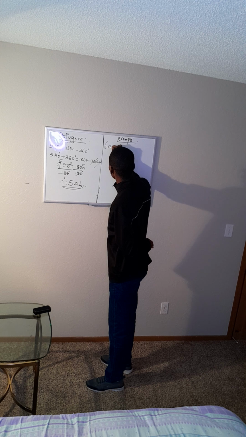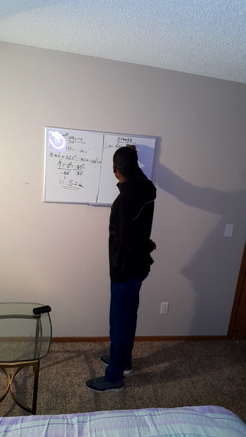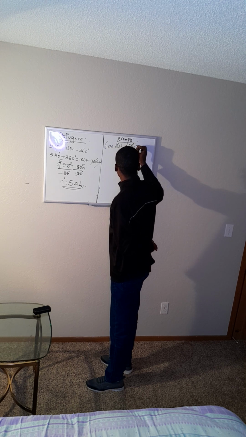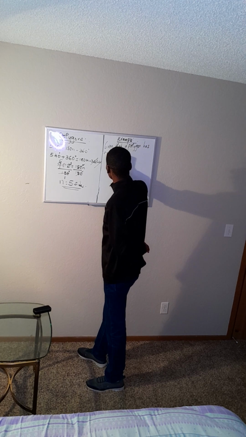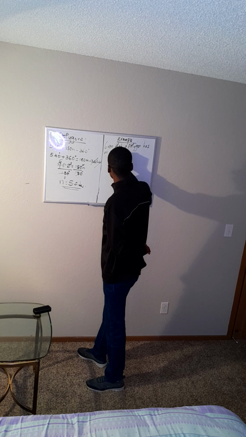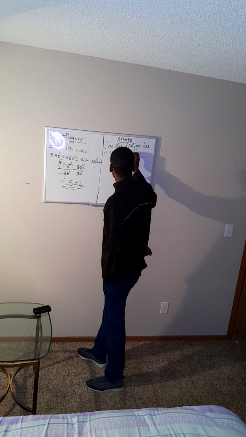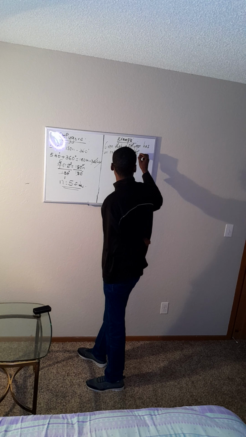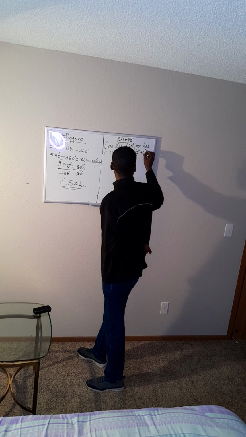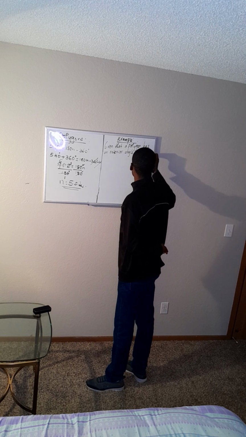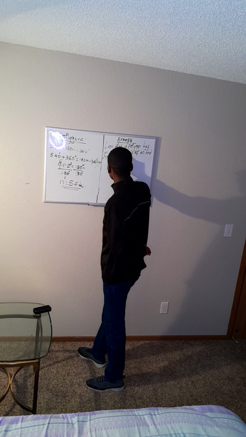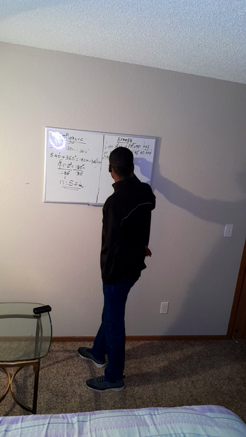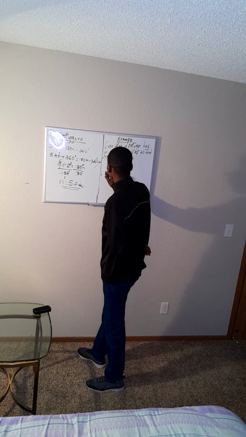Given that a polygon has an exterior angle of 40 degrees, find: A, the number of sides.